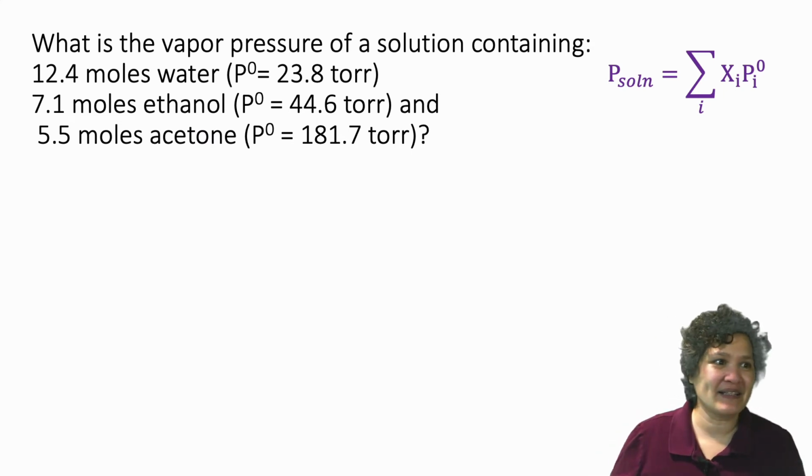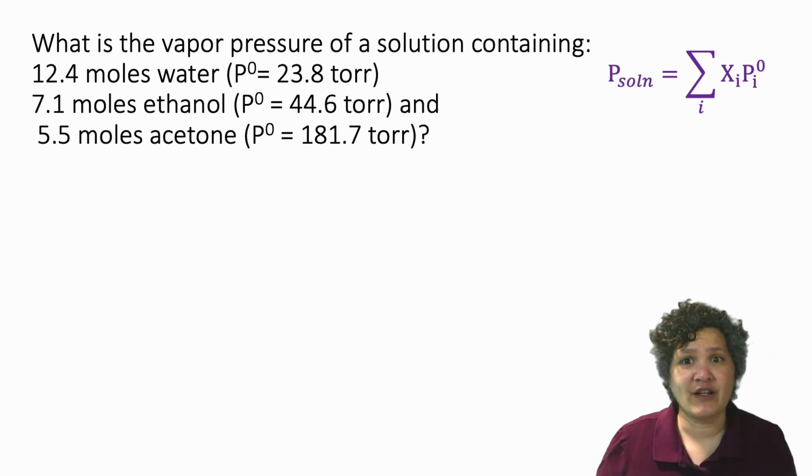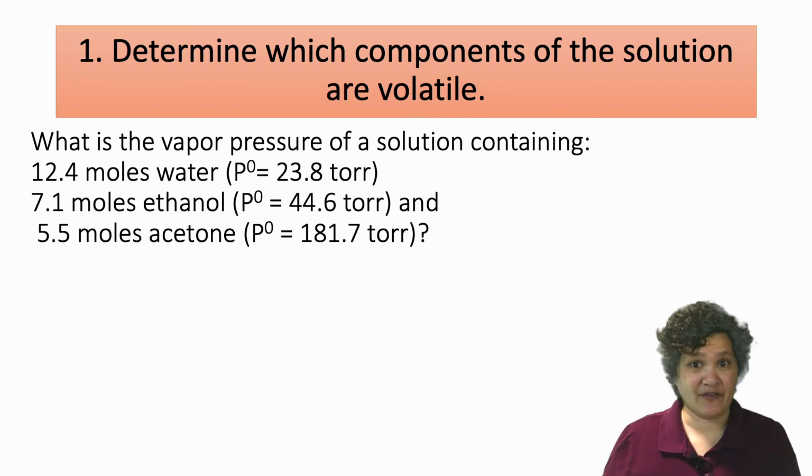So we're going to do this exactly the same way. Here we've got 3 different liquids: water, ethanol, and acetone. Which of these components are volatile? Well, let's see. All 3 of them have a vapor pressure associated with them. That means all 3 of them are volatile.